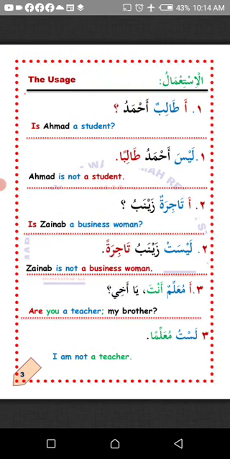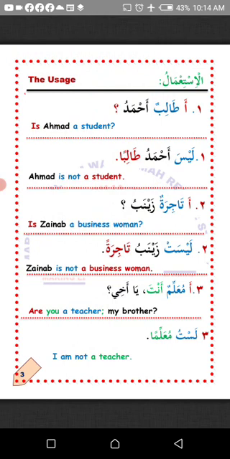Number 1. Atalibun Ahmad. Is Ahmad a student? Now the answer. Laysa Ahmadu taliban. Ahmad is not a student.